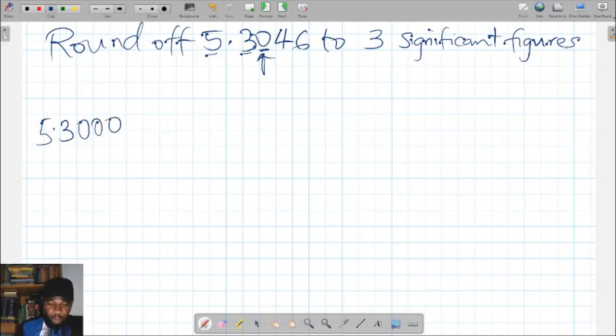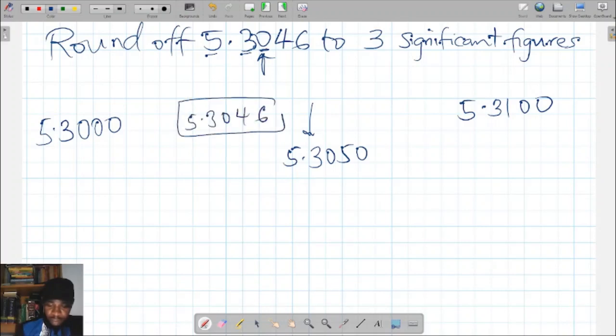And then to the upper bound, we have 5.3. The 0 in the 100th place becomes 1. We have 0, 0. Now to the middle value, we're going to have 5.305. Okay. Now 3046 is going to be before 3050. So 5.3046 is here. And that means it rounds back to 5.30.